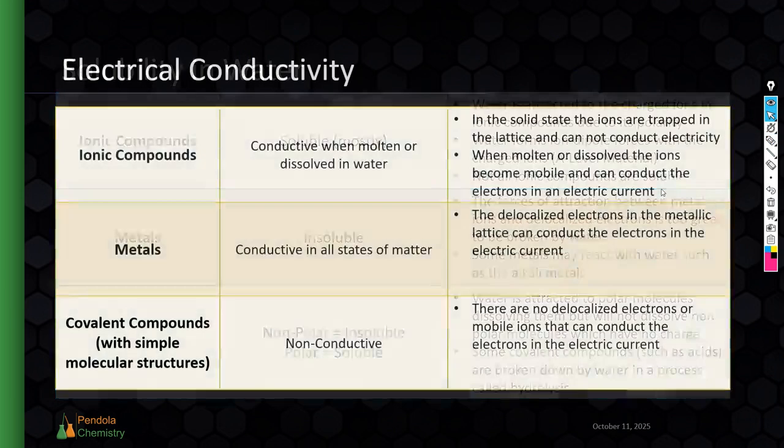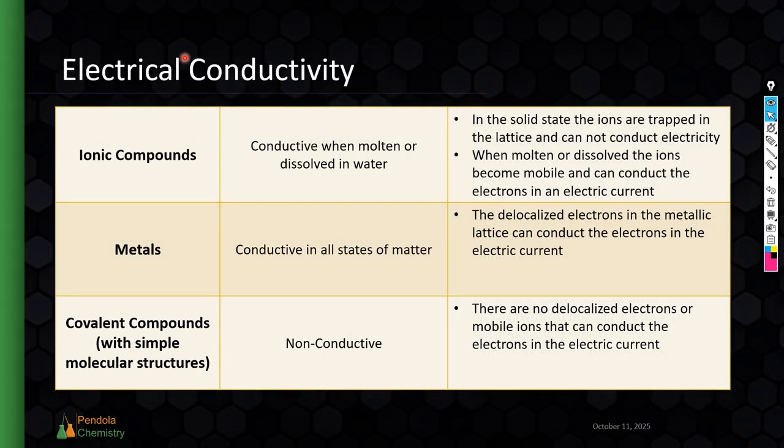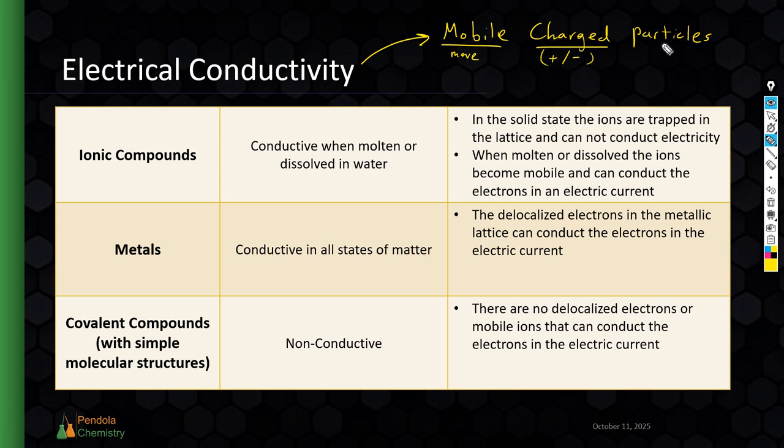And finally, the last type of physical property that we're going to look at is electrical conductivity. And we already discussed this to a certain extent. Now, something to keep in mind when we're talking about electrical conductivity is that electrical conductivity requires one specific thing: mobile charged particles. So what does this mean? Anything that conducts electricity will have a mobile, meaning it can move, charge, meaning it's either positive or negative, particle.